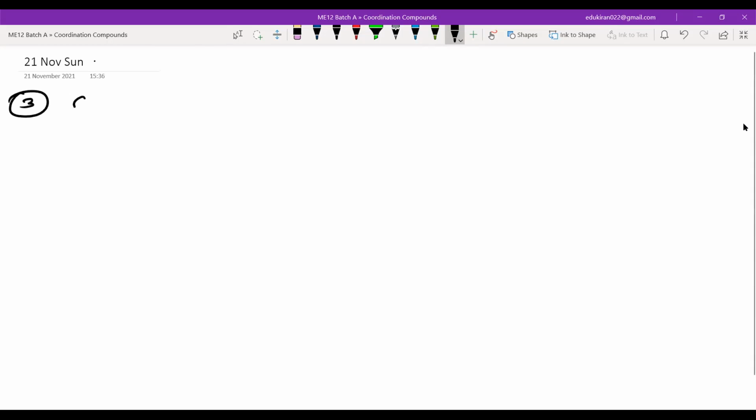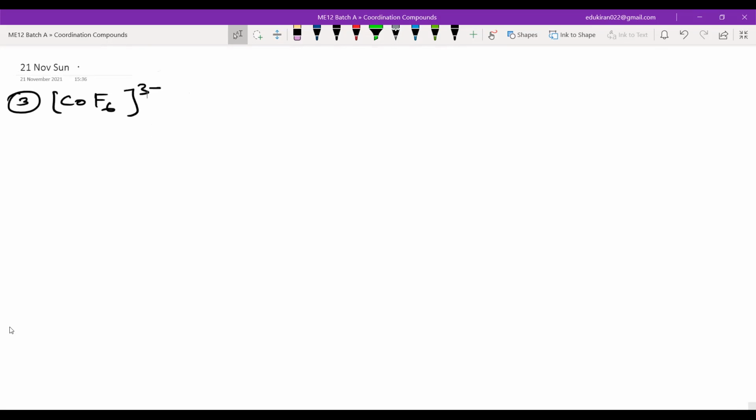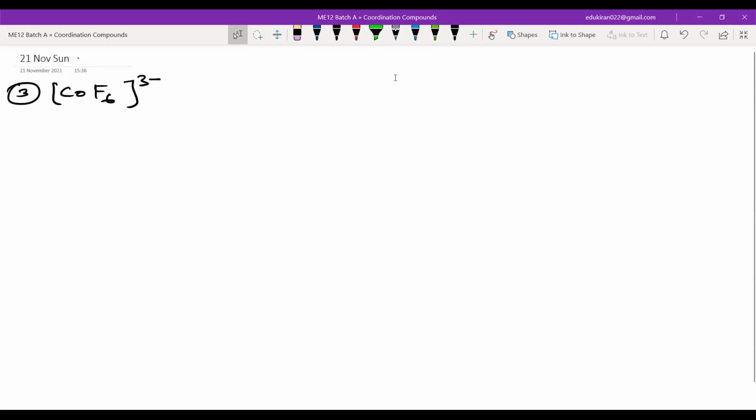The third one. If we have CoF6, what is the first step here? We have to determine the valence of cobalt. Look in your notebook. We have to calculate something now: the oxidation state of cobalt.